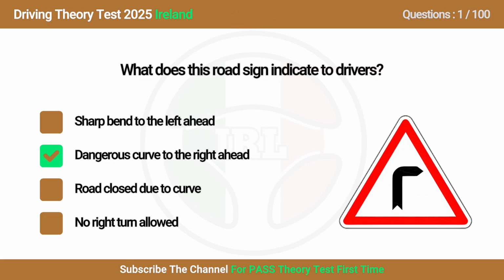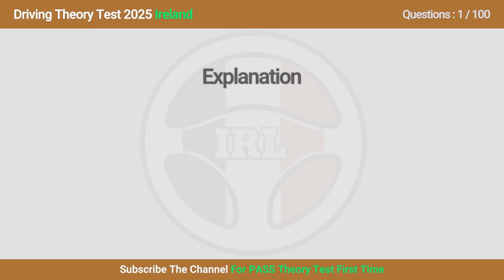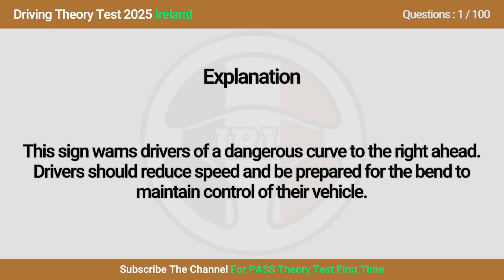Answer is B. Dangerous curve to the right ahead. This sign warns drivers of a dangerous curve to the right ahead. Drivers should reduce speed and be prepared for the bend to maintain control of their vehicle.